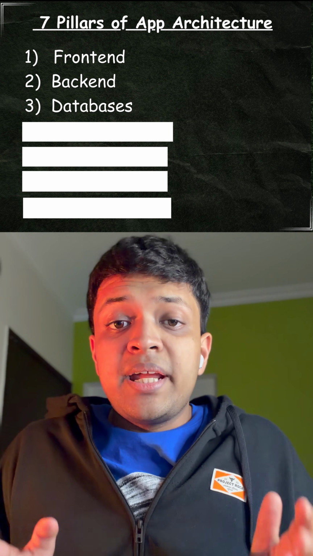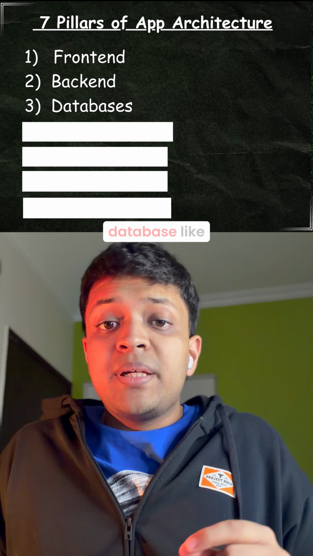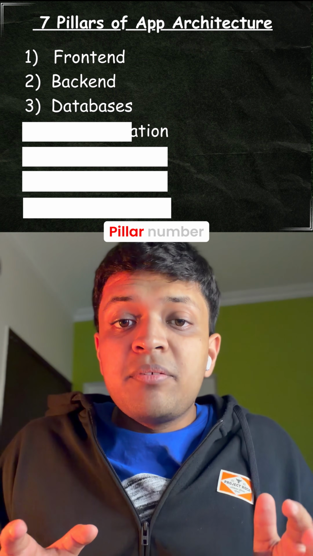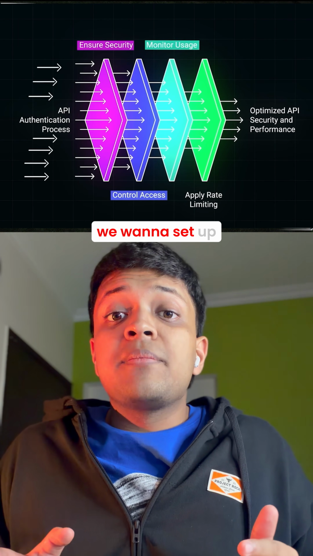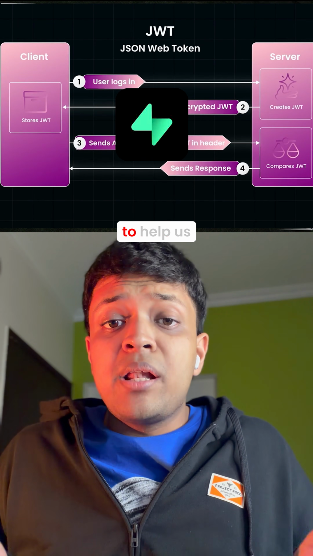Pillar number 3 are databases. Now this is where all the data lives. We usually want to use a database like Postgres and applications such as Supabase, Neon. Pillar number 4 is authentication, which is how we want to set up users in our app. And honestly, we can just use an application like Supabase to help us set this up.